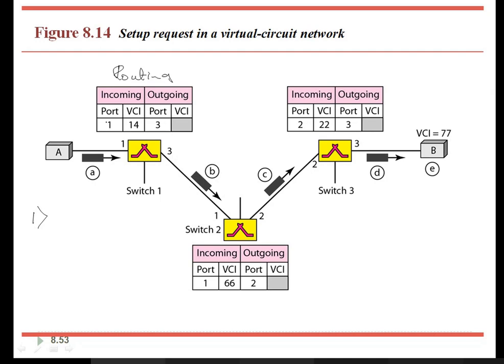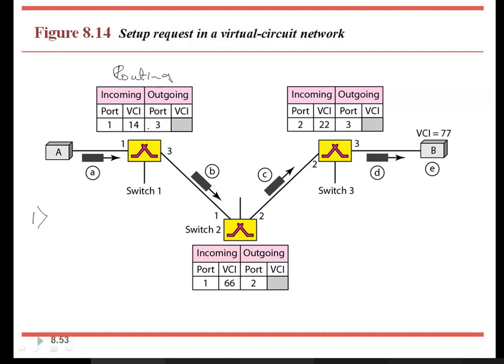The data that comes to port 1 with the VCI. I told you each link is assigned a VCI. So now this VCI is considered as 14, and this data is going to port 3. So that information is updated. The outgoing VCI is not yet updated, because that is confirmed by the other switch, the next node. I will tell that later. So now only these three pieces of information are updated.